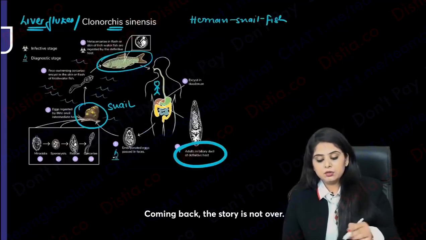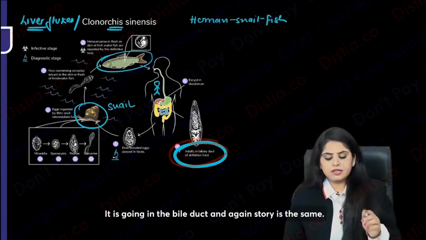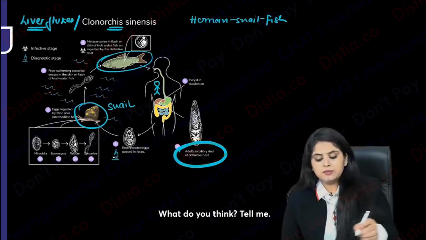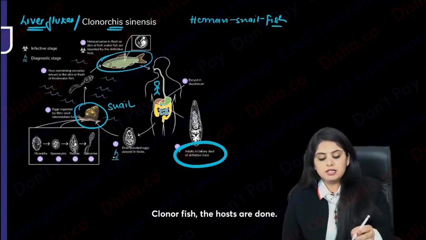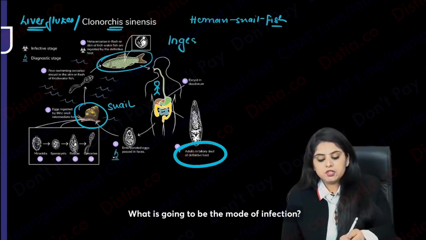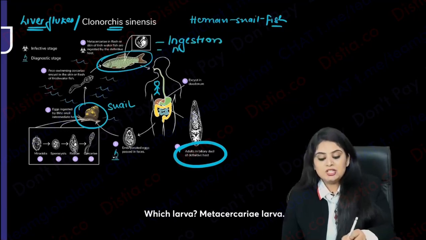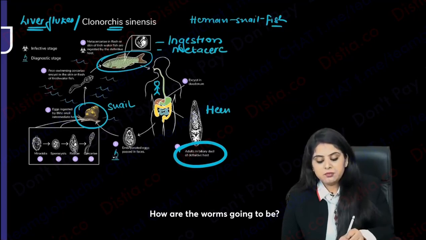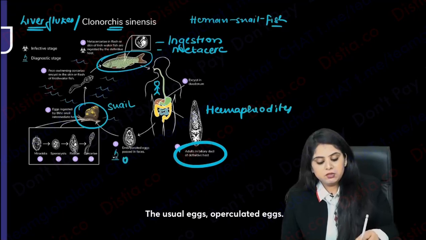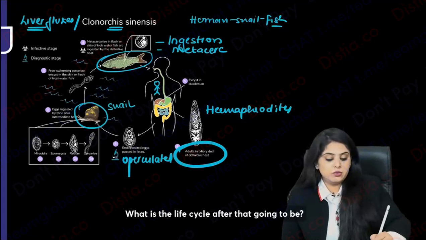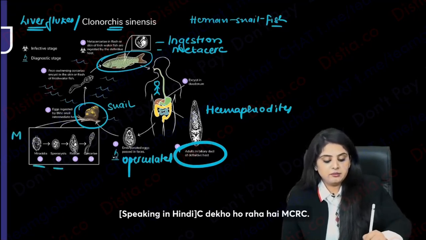Coming back, the story is not over. It is going in the bile duct, and again the story is the same. Tell me, Clonorchis, the hosts are done. What is going to be the mode of infection? It's going to be ingestion. Which larva? Metacercaria larva. How are the worms going to be? They are going to be hermaphrodites. How are the eggs going to be? The usual eggs, operculated eggs. What is the life cycle after that going to be? See, it is MCRC.